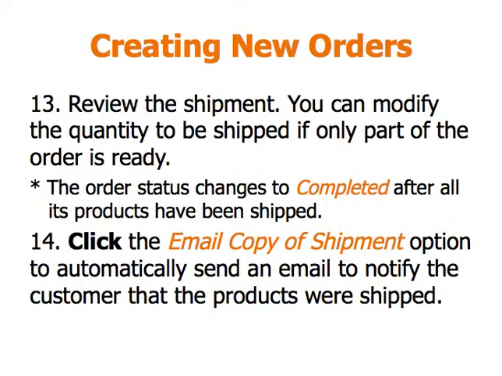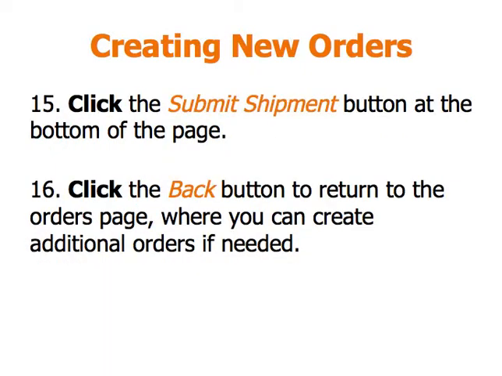If you selected one of the existing customers, then the left column shows a list of the products that this customer has in his or her cart, wish list, recently ordered, viewed, or compared. So to add one of those products to the order, select the required product and click the Update Changes button. Click the Submit Shipment button at the bottom of the page. Click the Back button to return to the orders page where you can create additional orders if needed.